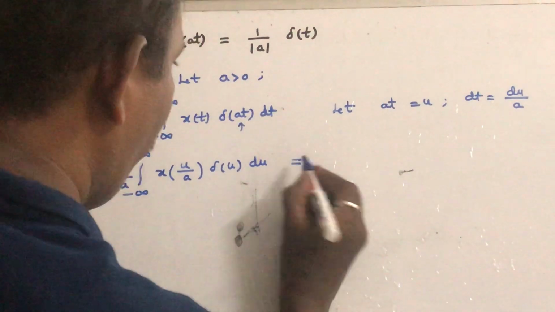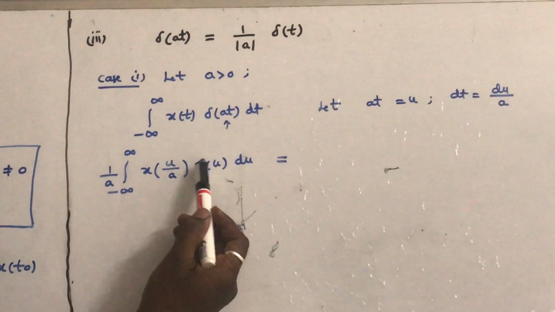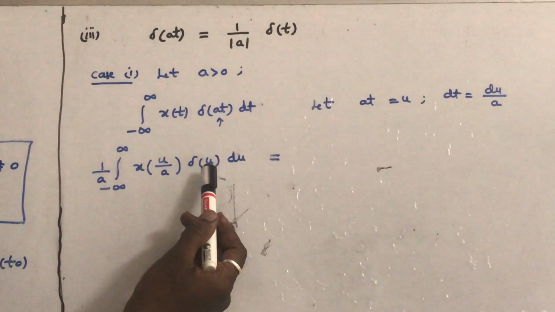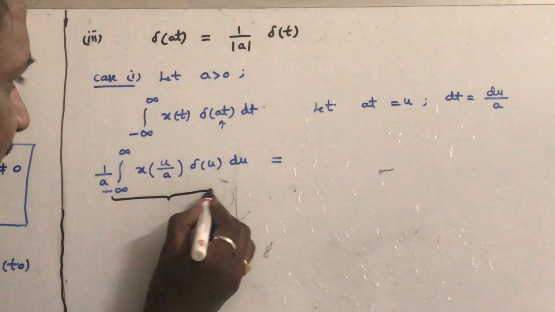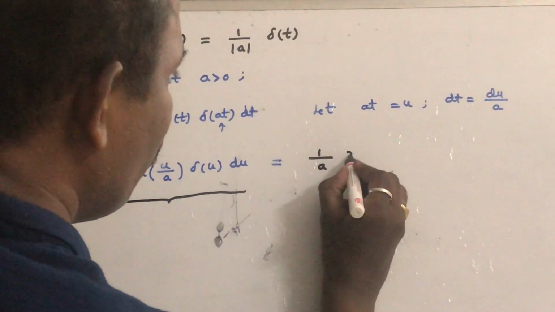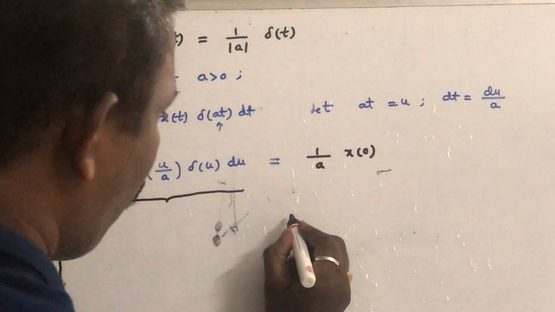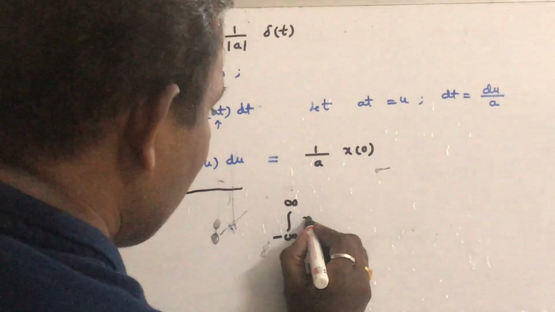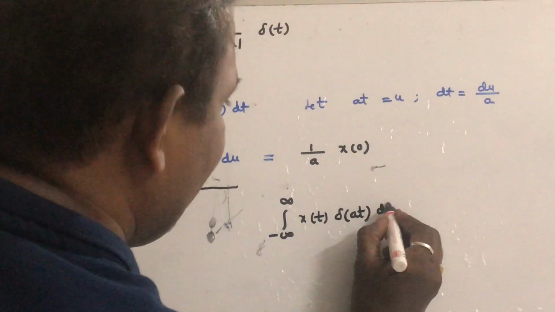From property 1, if any signal is multiplied by the unit impulse at t is equal to 0, what will be the area under this function? Simply substitute u is equal to 0 here, x of 0. So the area under this integral is, from property 1, x of 0. Therefore the answer will be 1 by a into x of 0. So from this case 1, what we can write? Integral minus infinity to infinity x of t, that is any arbitrary signal, multiplied with del of at dt.